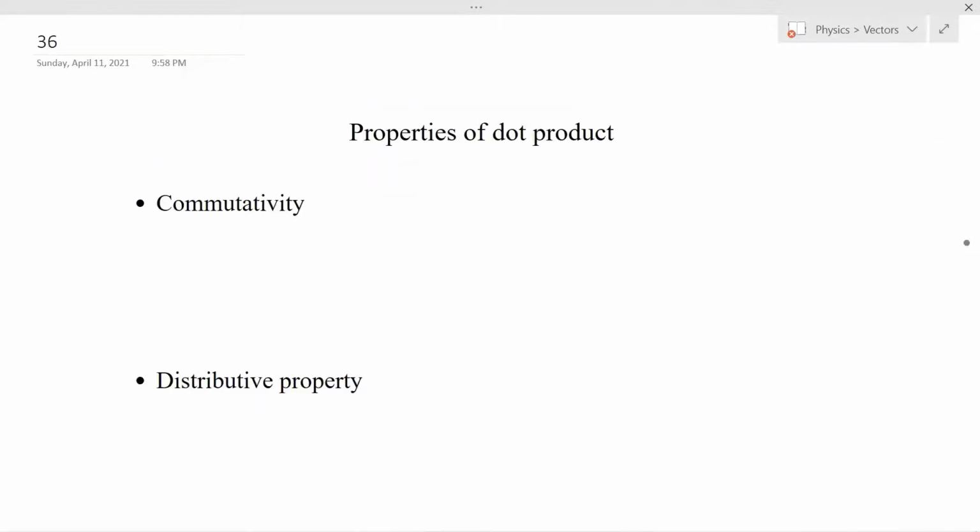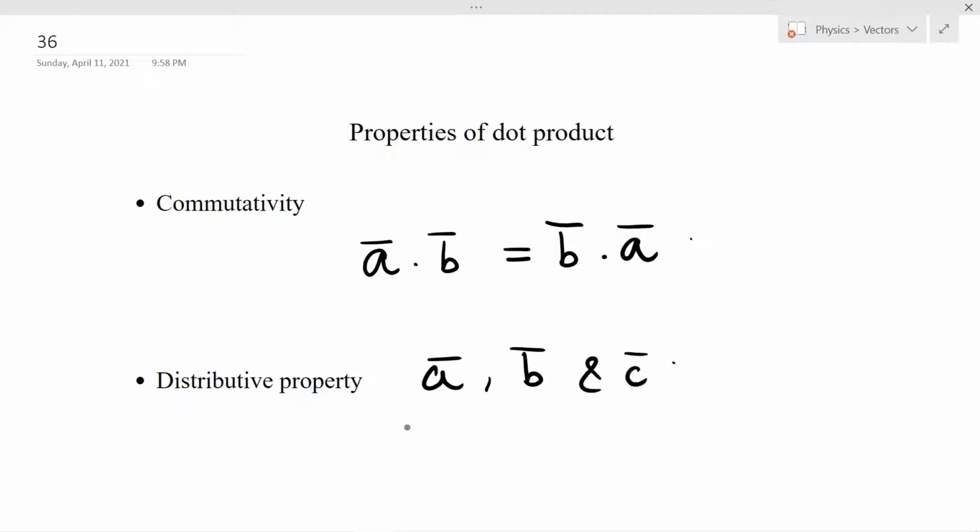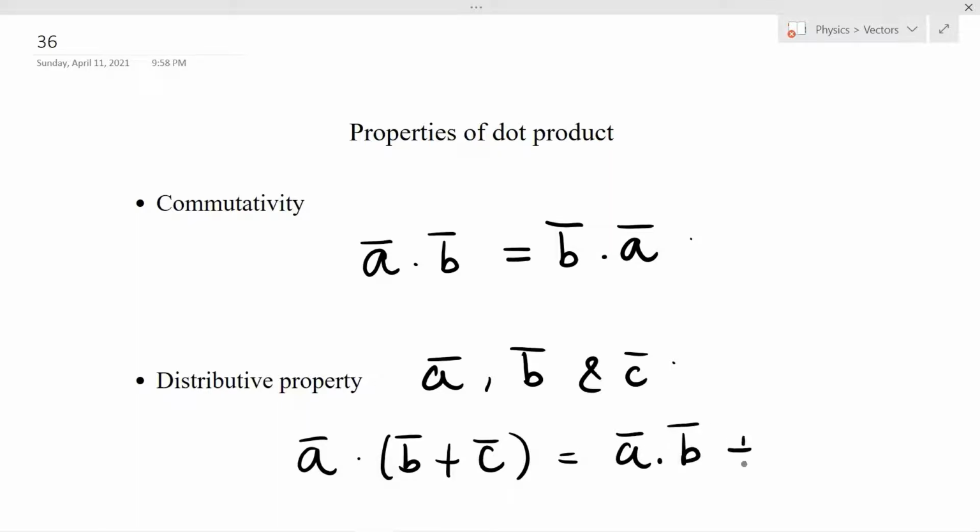Now let's talk about some properties of the dot product. The dot product follows commutativity. So a bar dot b bar is equal to b bar dot a bar, and it is also distributive. Suppose I have three vectors a bar, b bar and c bar, then a bar dot (b bar plus c bar) is equal to a bar dot b bar plus a bar dot c bar. So the dot product is distributive over vector addition.